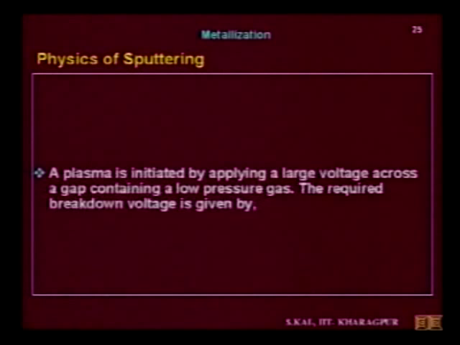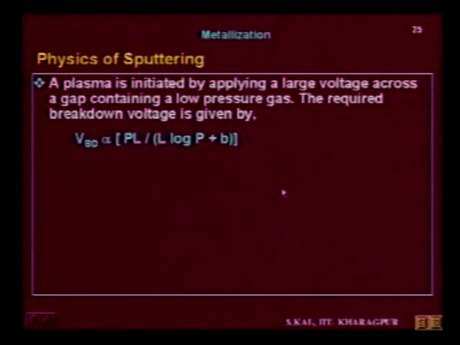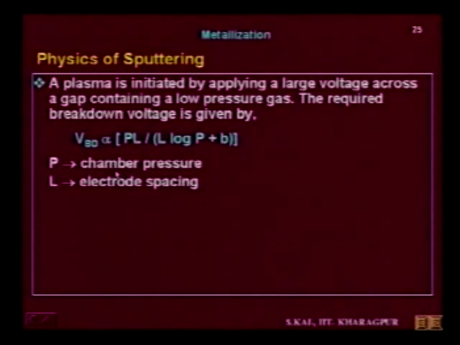Next, a plasma is initiated by applying a large voltage across a gap containing a low pressure gas. You know how a plasma is initiated; I discussed it in detail in the dry etching class, the ion milling technique. A similar technique is also valid here. The required breakdown voltage is given by V_BD proportional to PL divided by (L log P plus B), where P is the chamber pressure, L is the electrode spacing, and B is a constant.